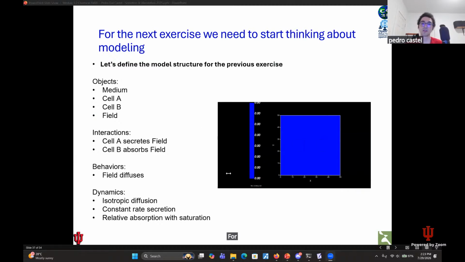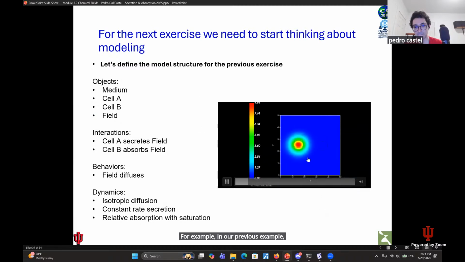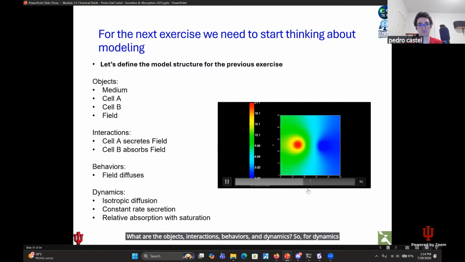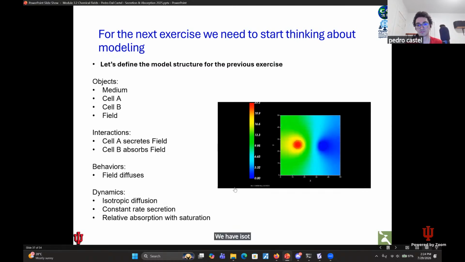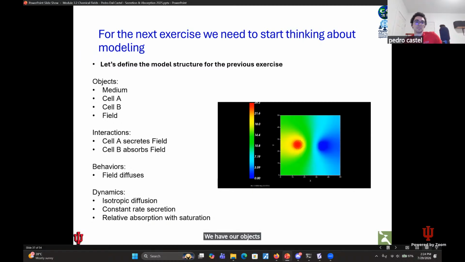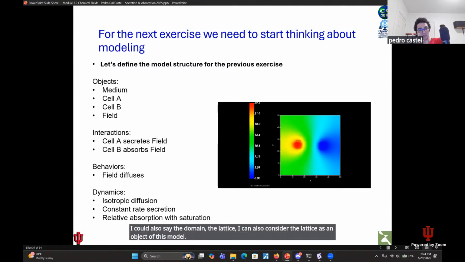For example, in our previous example, we had this case here. What are the objects, interactions, behaviors, and dynamics? So for dynamics, we have the Cellular Potts model, we have isotropic diffusion of a chemical, we have a constant rate secretion. These are telling us how things play out in space and time. We have our objects. They are the medium, the cell, CellA, CellB, the field. I could also say the domain, the lattice. I can also consider the lattice as an object of this model.